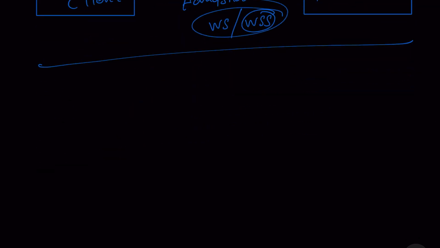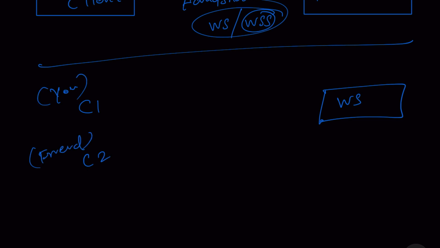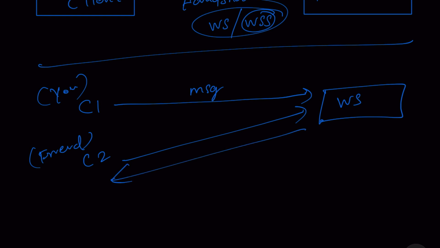So as a next step, we know that our WebSocket is sitting here. This is client 1, or like you, and this is client 2, which is like your friend. Both of you connect to this same WebSocket server. So you send a message, and then the WebSocket server sends this message back to the destination. Okay, this is how this communication basically works.